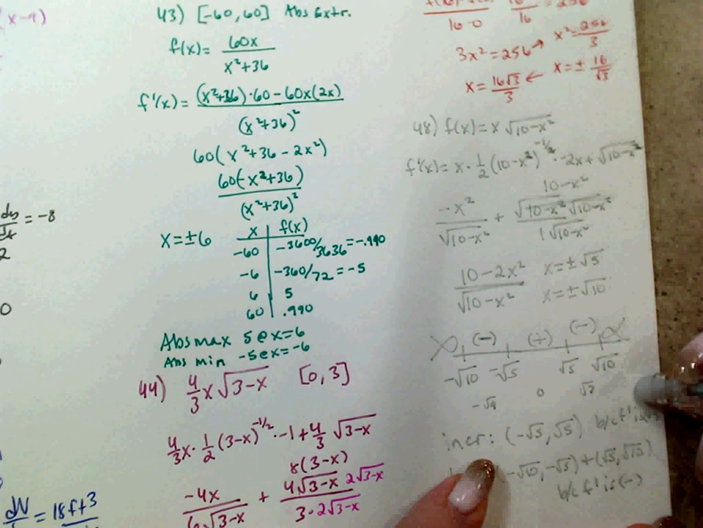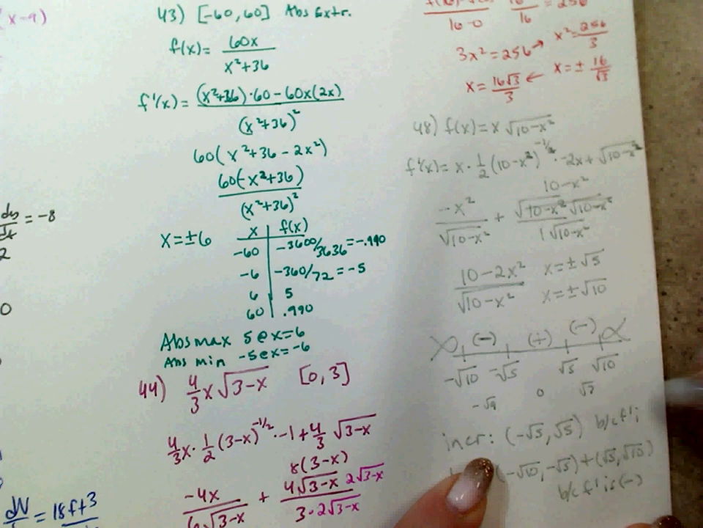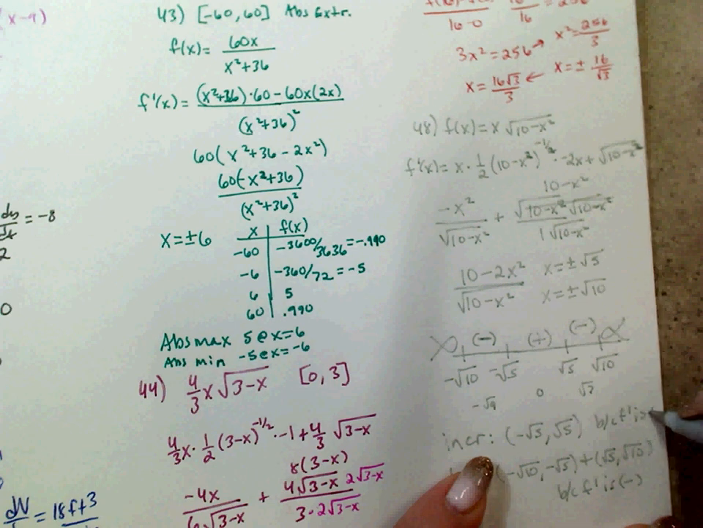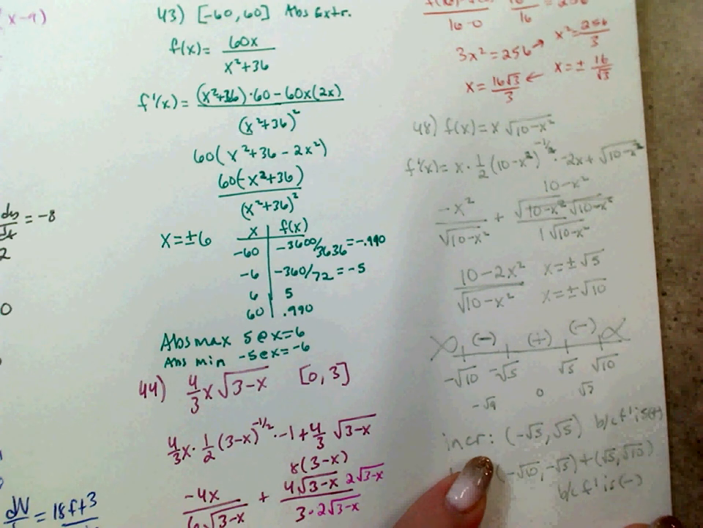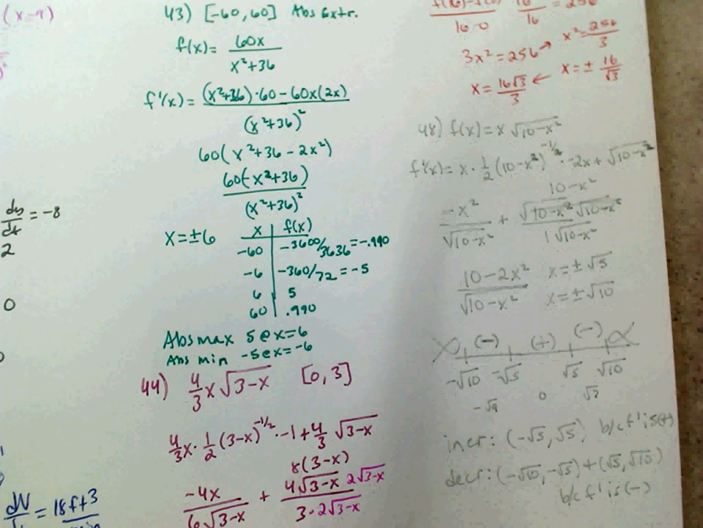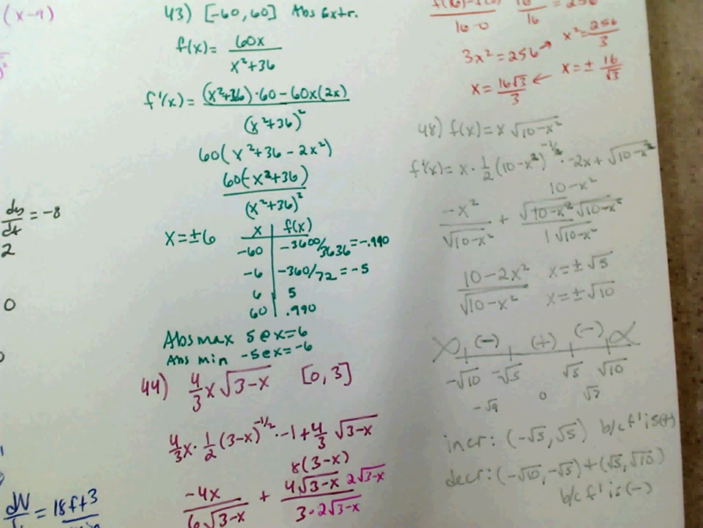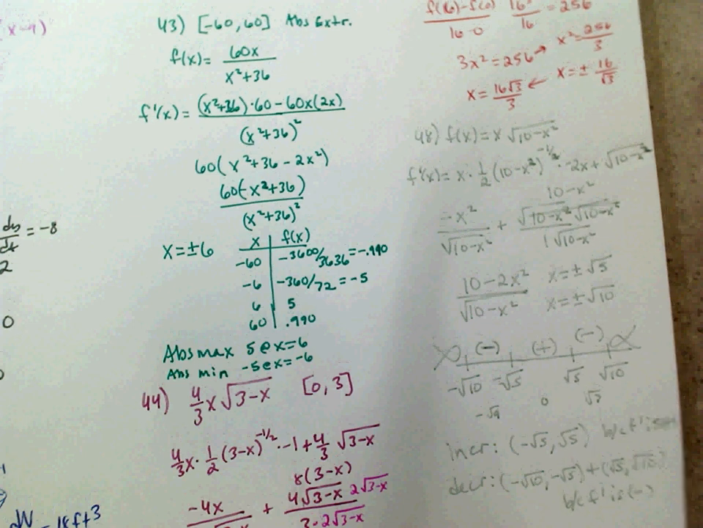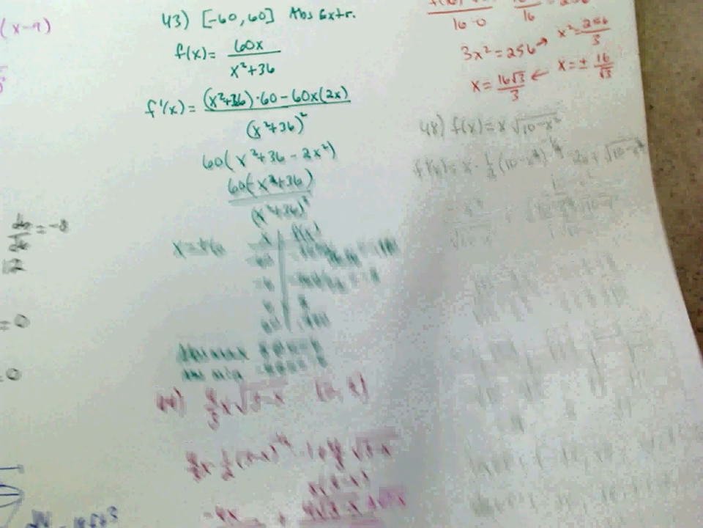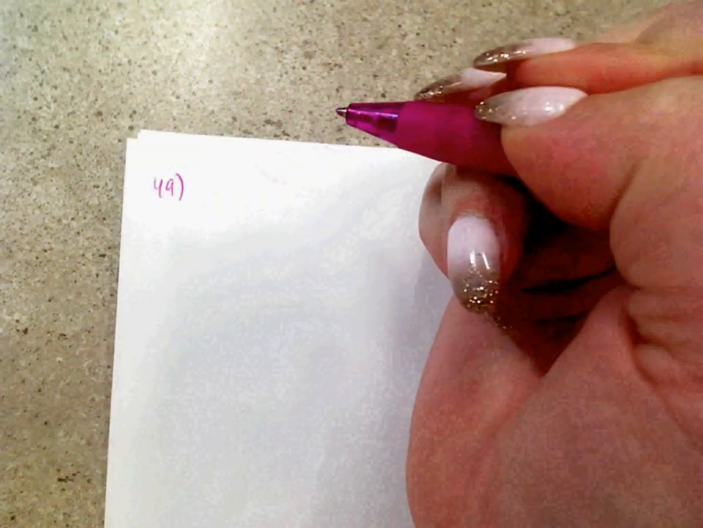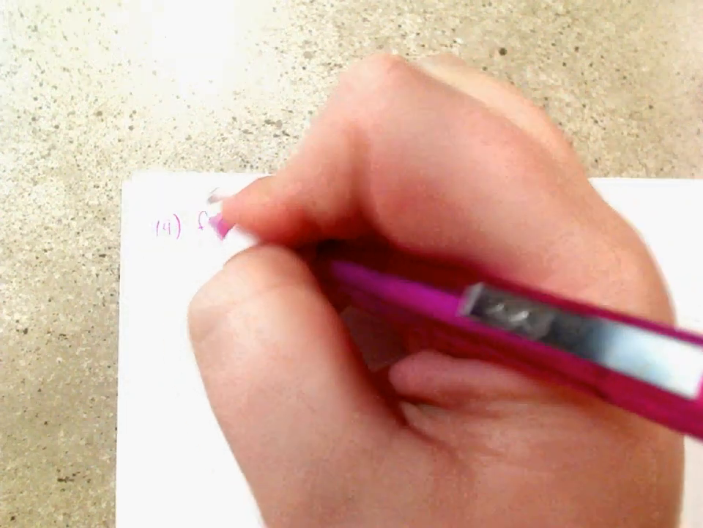All right, that is number 48. Let's do number 49. So number 49 says determine all the open intervals in which the graph is concave up or down. So f of x equals 6x squared over x squared plus 3.